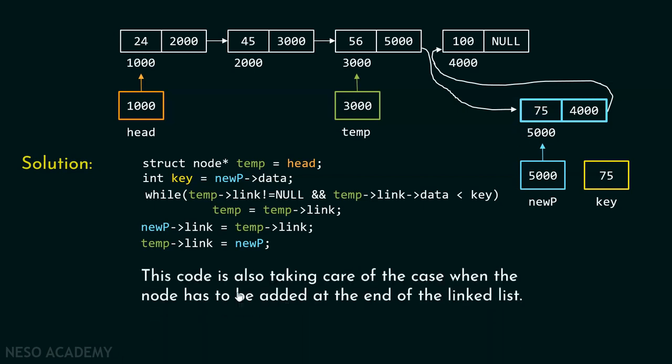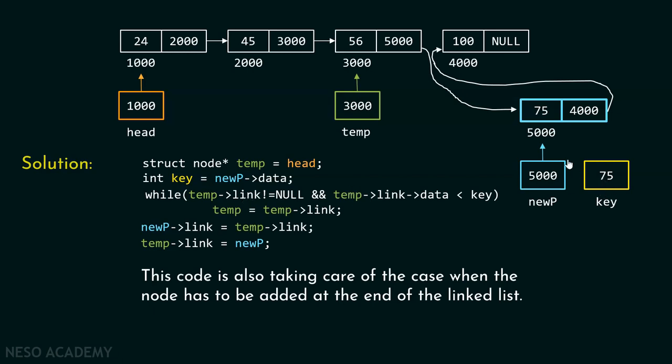And let me tell you that this code is also taking care of the case when the node has to be added at the end of the list. It should be well noted that this particular code is also taking care of this case. That is, when the node has to be added at the end of the linked list. How? You can see that I'm also keeping this condition. Temp link should not be equal to null. Let us suppose instead of 75 we have 102.